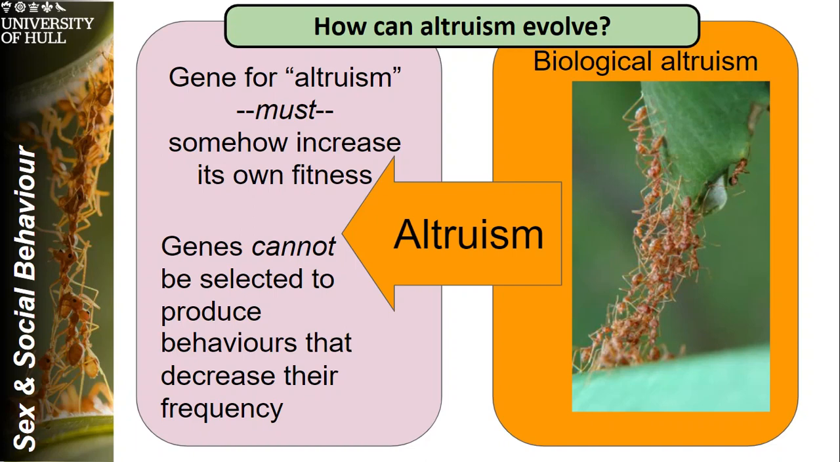So genes cannot be selected. The way evolution works, genes cannot spread if they produce an effect which decreases their own fitness. That's effectively a contradiction in terms. Genes cannot be selected to produce behaviours that decrease their own frequency. So the problem of how apparent altruism evolves really basically boils down to how can we explain in evolutionary terms the spread of genes that look like they are reducing their own fitness. In what ways are they actually increasing the fitness of those genes in a way that appears altruistic?